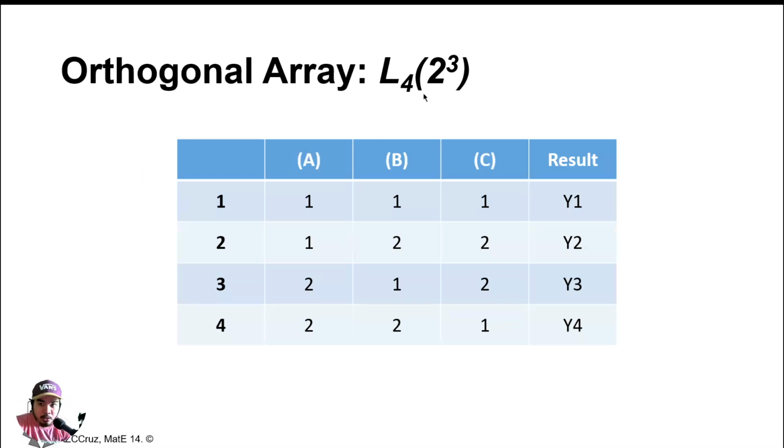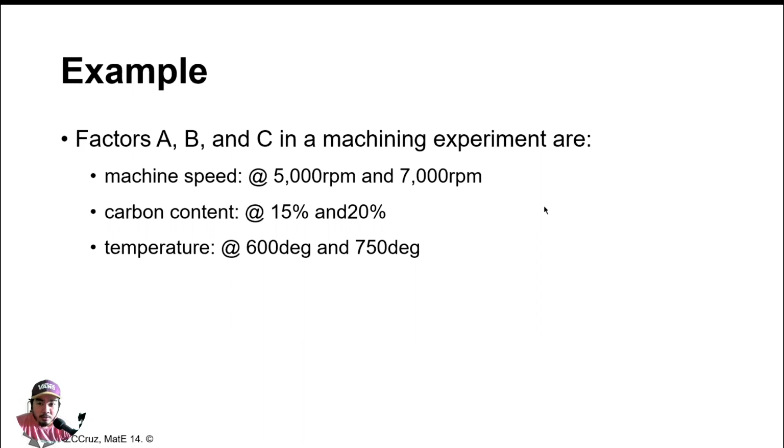We'll be doing L4 2 to the 3. So that's four experimental runs. We have 2 levels for each factor, and we have 3 factors in total. So we have factors A, B, and C. Factor A is machine speed. Factor B is carbon content, while factor C is temperature.